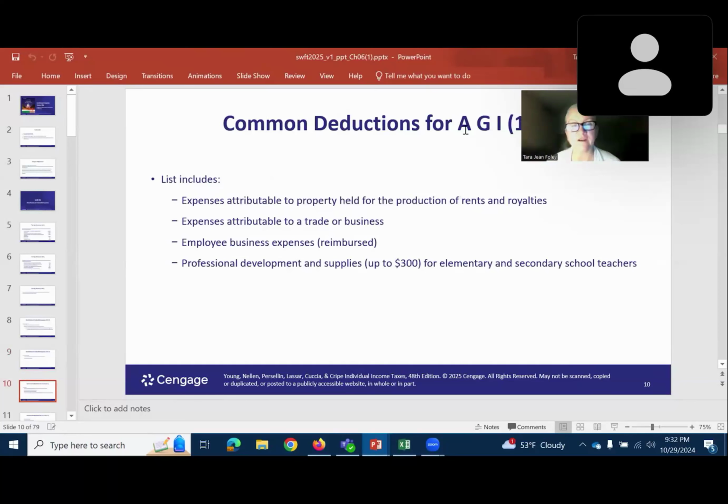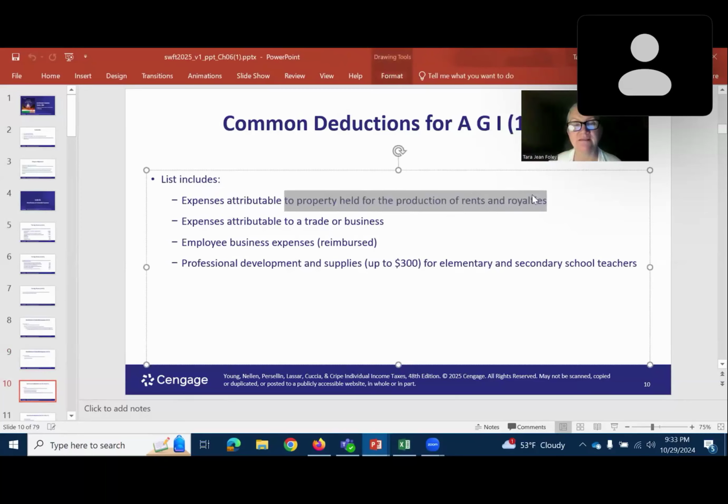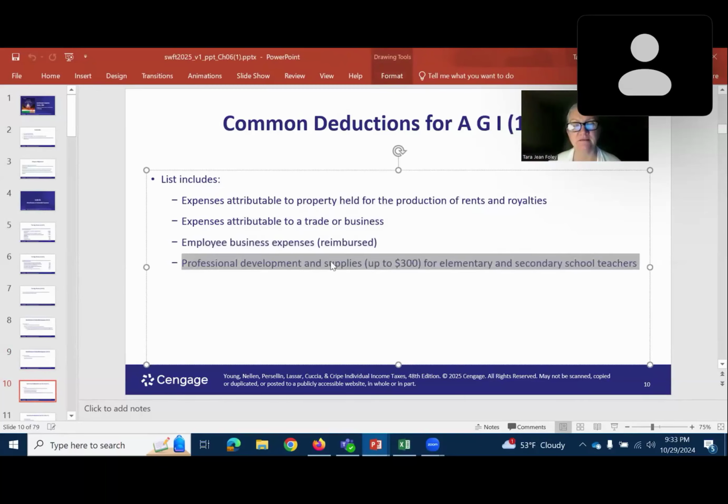So common deductions for AGI. What is the common word here? Property held for business. Business, business, business. Okay?